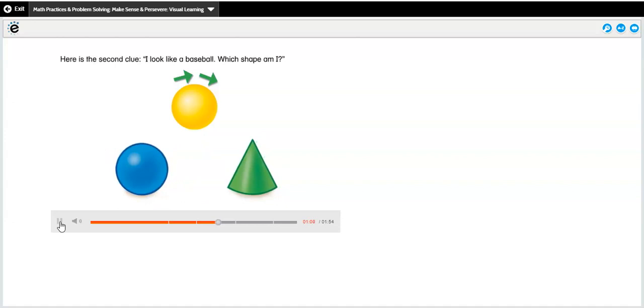Here is the second clue. I look like a baseball. Which shape am I? Which shape does not fit the clue?